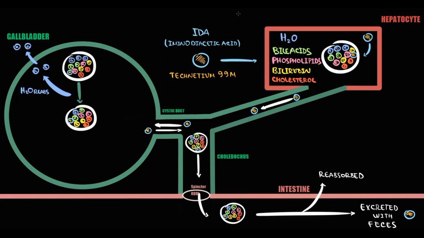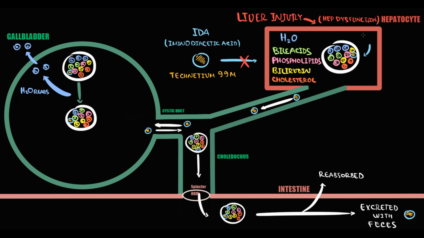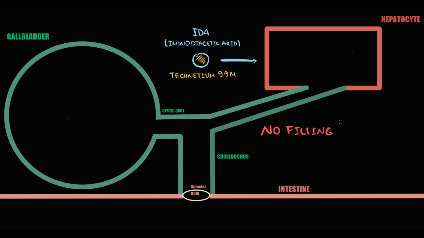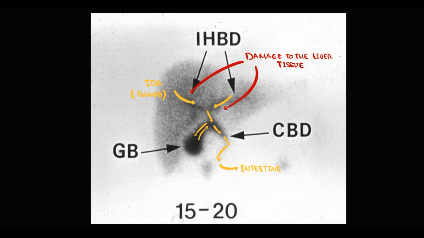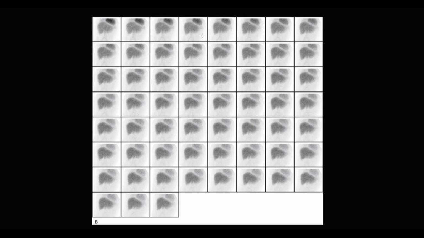Another pathology is severe liver injury that causes severe hepatic dysfunction. With severe liver injury, hepatocytes cannot take up substances from the blood, so liver uptake of iminodiacetic acid becomes disrupted. As a result, the liver cannot form bile that will have normal composition, and without it, there will be no filling of the biliary tract. So here is the normal bile pathway. If damage to the liver tissue occurs, liver uptake becomes disrupted. As a result, the liver cannot excrete the radiotracer into the bile, and without the radiotracer, the biliary tree won't be as visualized as it should be.